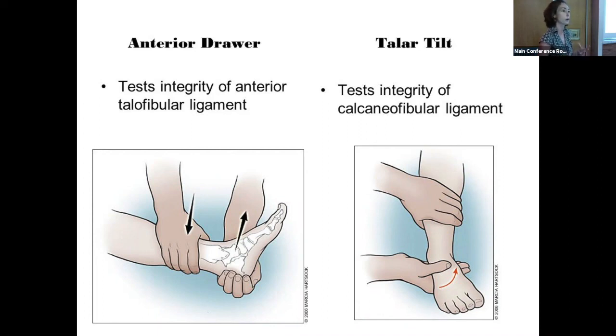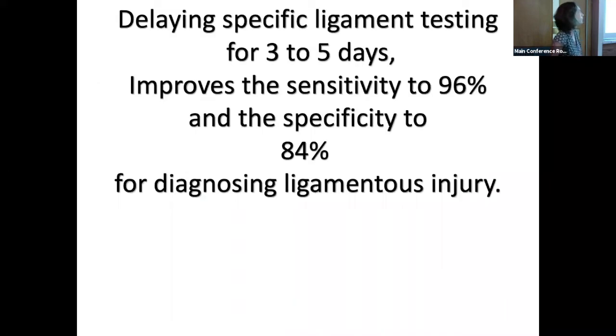So these tests are really, really difficult to do if someone has a severe grade 3 sprain because they're so swollen, they're ecchymotic, they're tender. So you may want to delay doing these exams. If they can't do this, treat it as a grade 3 sprain, meaning immobilize for 10 days, and then have them follow up with an orthopedist or sports medicine doctor in about 3 days. Because if you delay the specific ligament testing for 3 to 5 days, it improves the sensitivity to 96% and the specificity to 84% for diagnosing ligamentous injury. So if you're unable to do a talar tilt or an anterior draw because of patient discomfort, that's okay. You'll probably get a higher yield if you give them close follow-up.